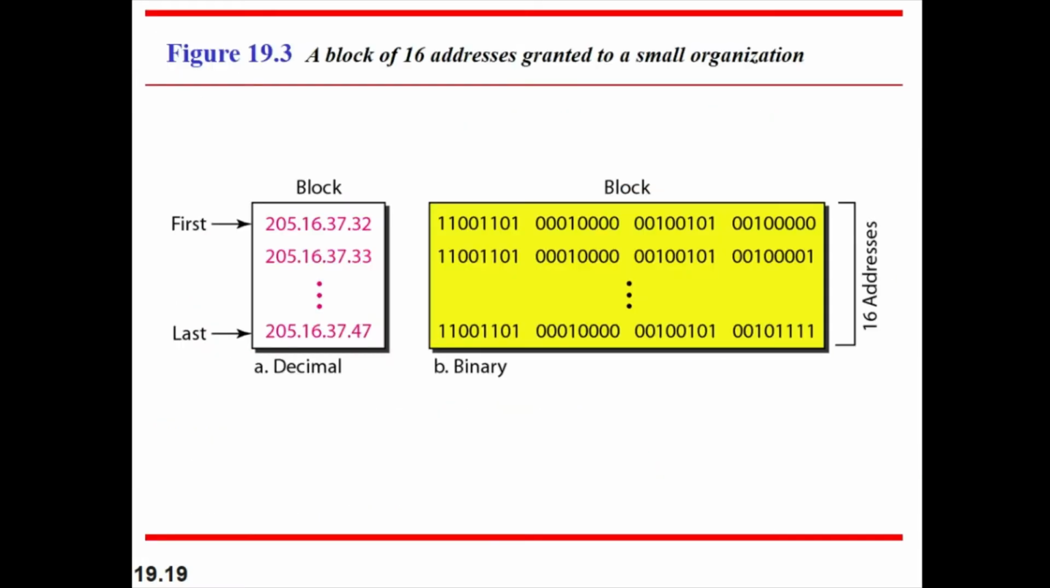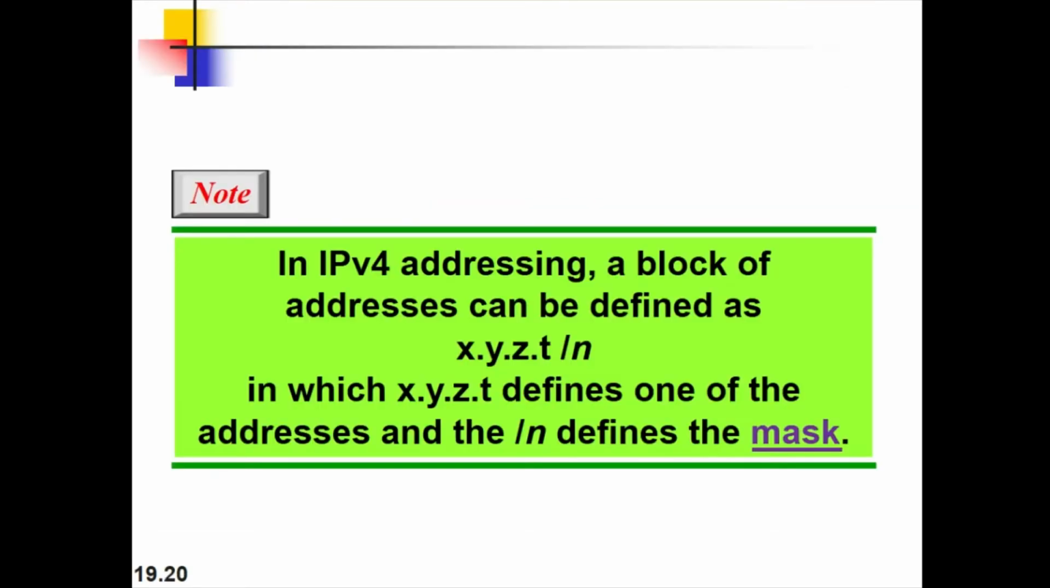So this is an example. We have a block of addresses. The first address is 205.16.37.32, followed by 205.16.37.33, and the last address is 205.16.37.47. So the total number of addresses is equal to 16. You can do 47 minus 32, you get 15, plus 1, and you get 16 addresses.